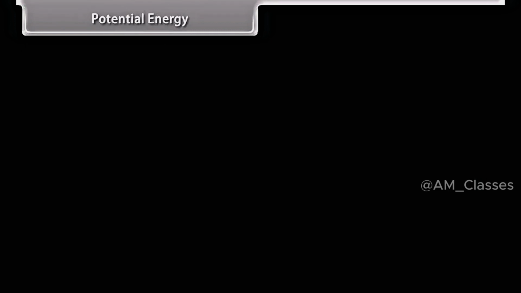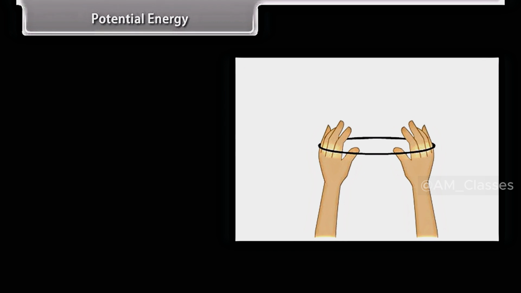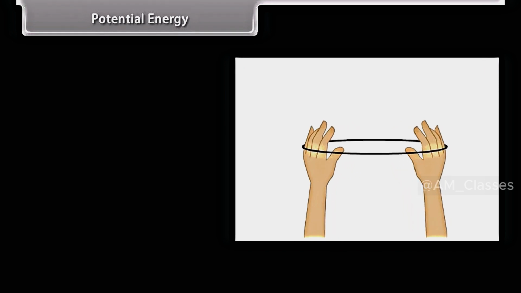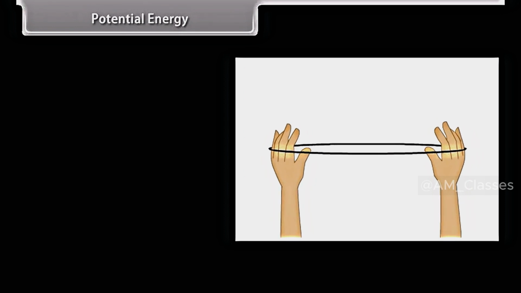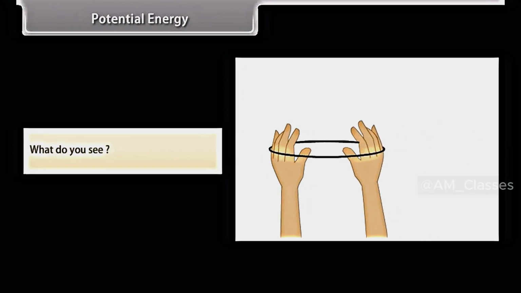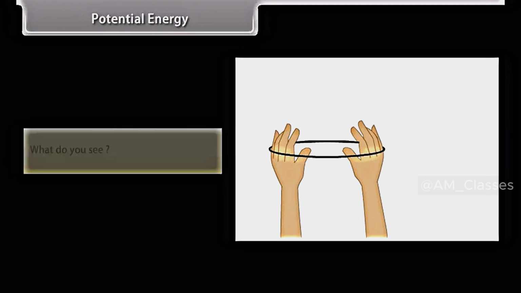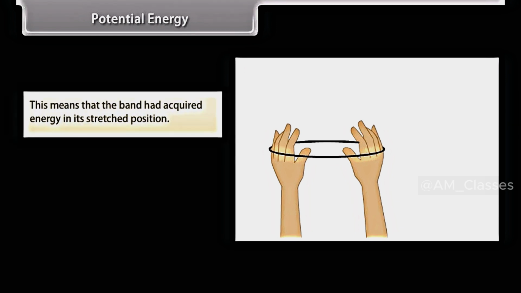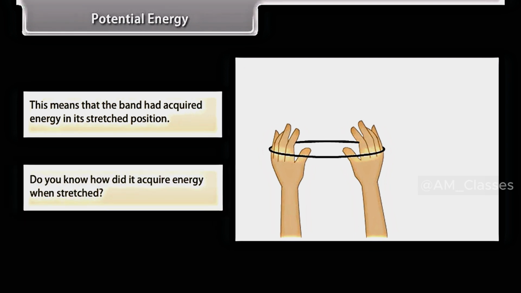Potential energy. To understand potential energy, let's do an activity. Take a rubber band. Hold it at one end and pull from the other. You will see that the band stretches. Now release the band at one of the ends. What do you see? The band will tend to regain its original length. This means that the band had acquired energy in its stretched position. Do you know how it acquired energy when stretched?